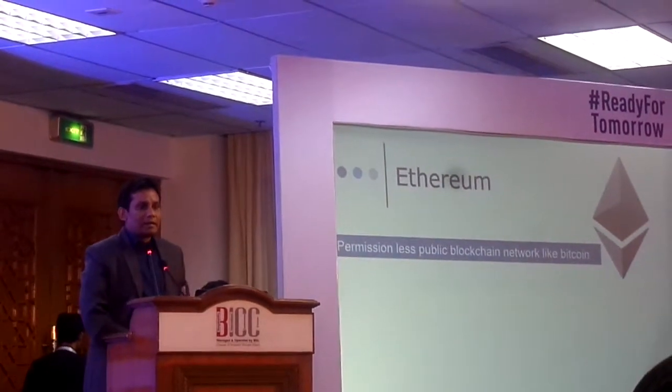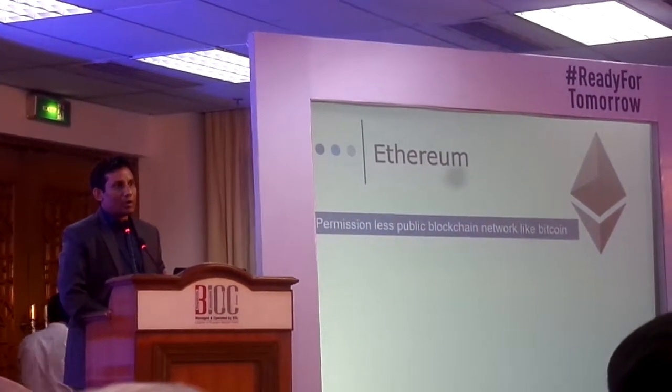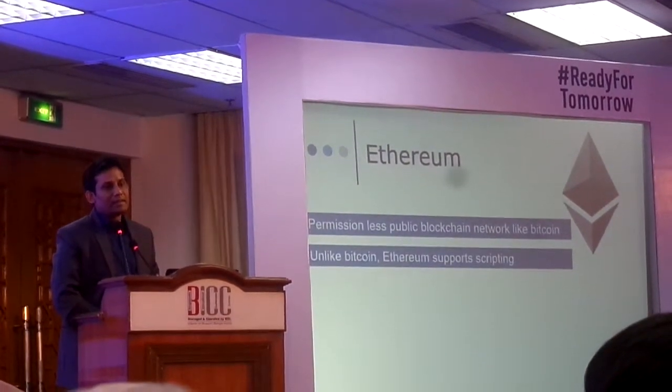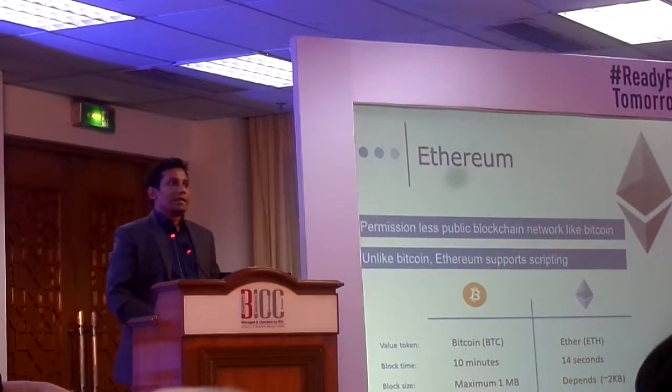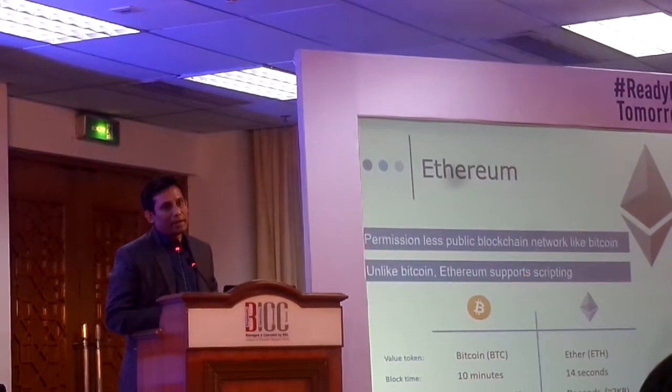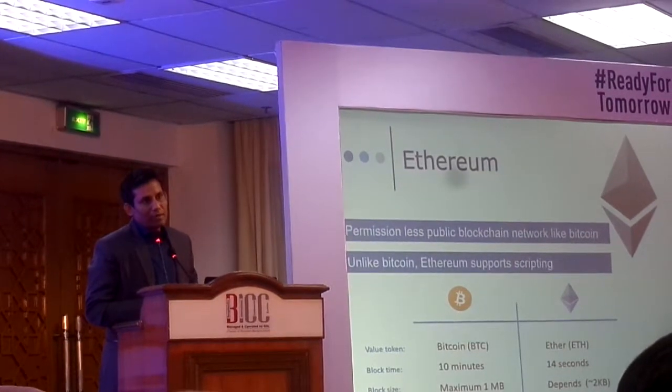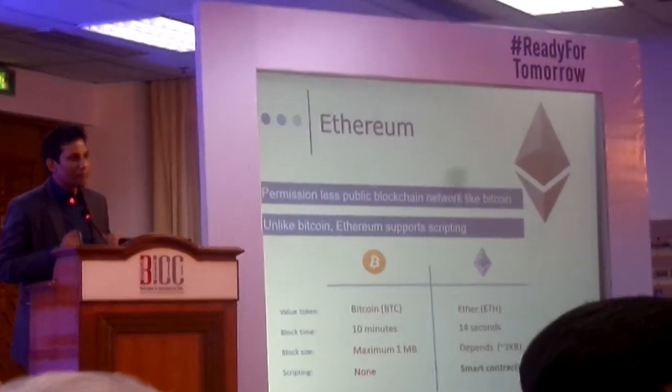Ethereum, like Bitcoin, is of course a permissionless public blockchain. And unlike Bitcoin, Ethereum supports scripting. What does it mean? If we see the difference between Bitcoin and Ethereum, Bitcoin is a value token named Bitcoin. The same thing for Ethereum is Ether. And it also has the block size, timestamp, block time. And the main difference is Bitcoin doesn't support scripting, but Ethereum supports that. I'll come into detail in a later presentation.